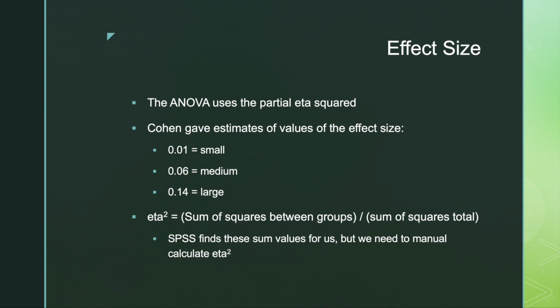So you'd have to look up the effect size for each individual test. For these ones, 0.01 is small, 0.06 is medium, and 0.14 would be large. The way that we calculate this is with this formula here: the sum of squares between groups divided by the sum of squares total. SPSS is going to find those sum values for us, but we still need to manually calculate this eta squared value, which we'll do in the example.